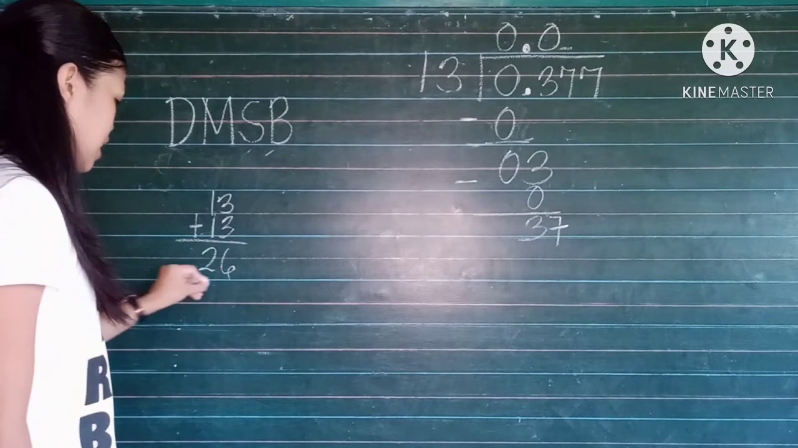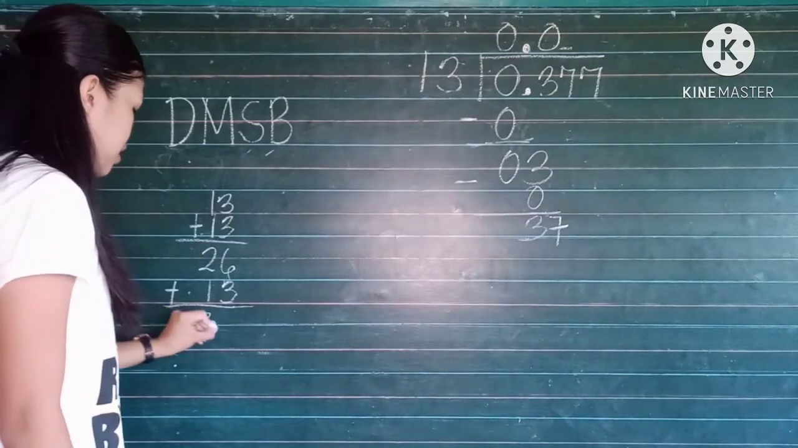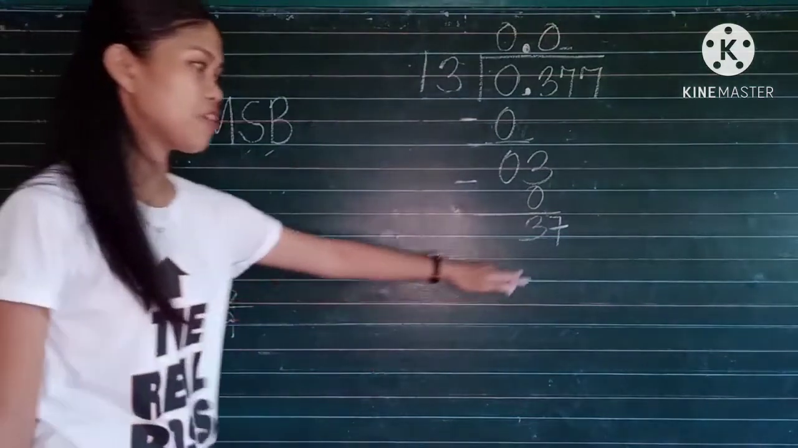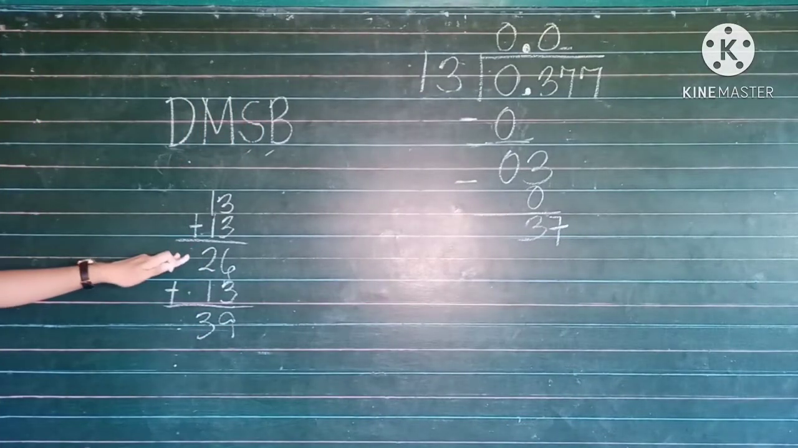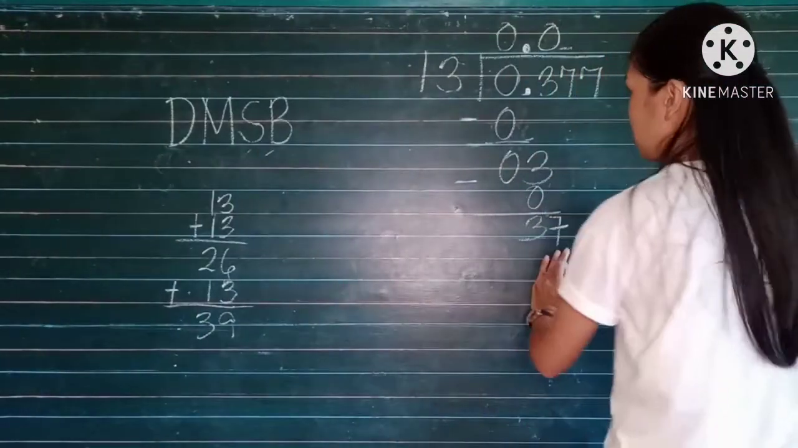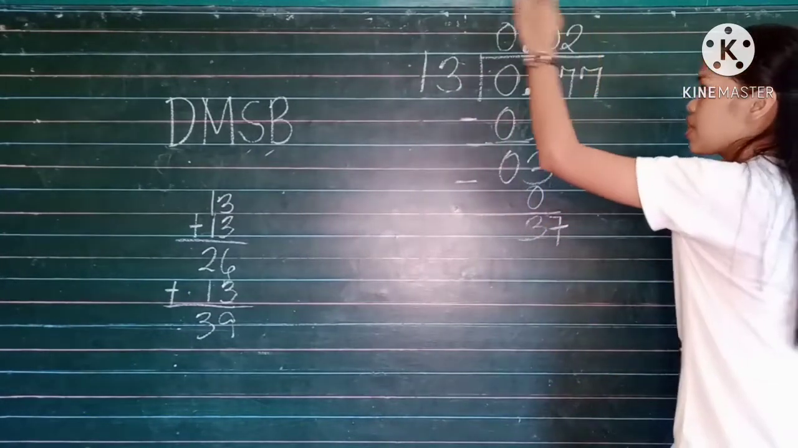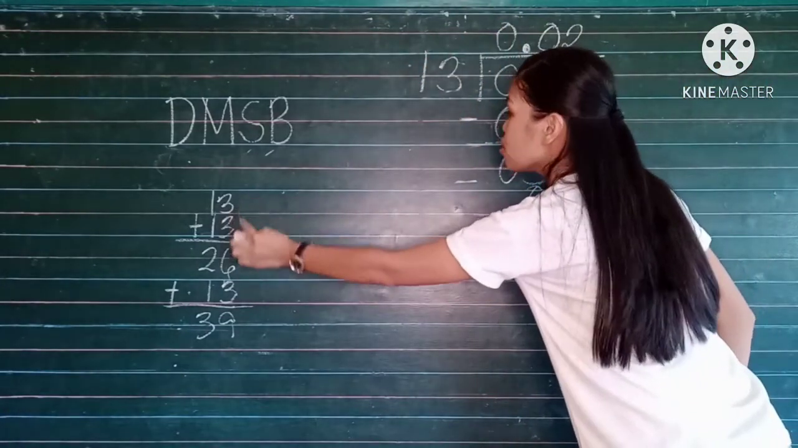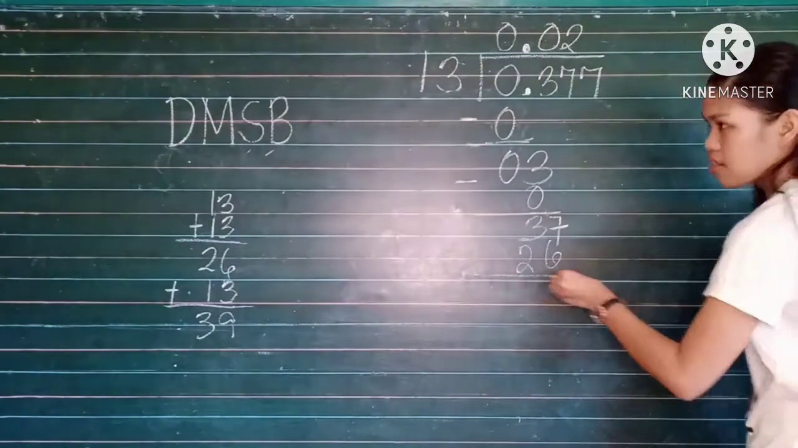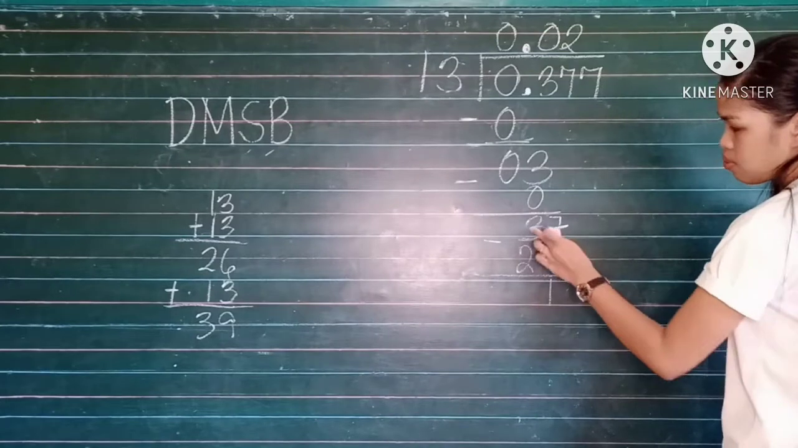Plus 13, we have 39. Since 39 is bigger than 37, we're just going to go back here. Okay? How many 13s did you add? 1, 2. So therefore, 37 divided by 13 equals 2. 2 times 13, we have 26. Then, subtract. 7 minus 6, 1. 3 minus 2, 1.